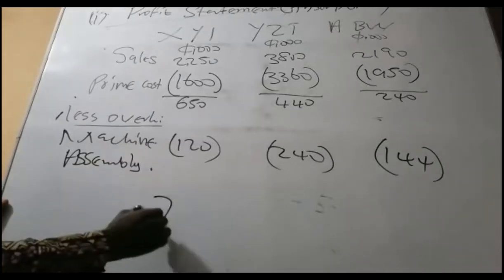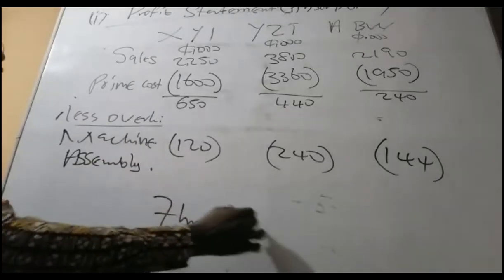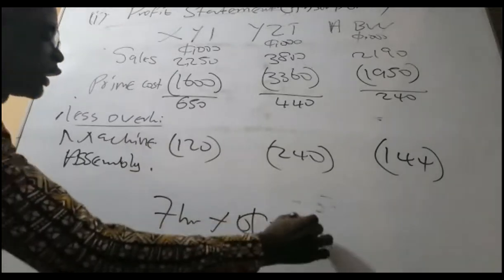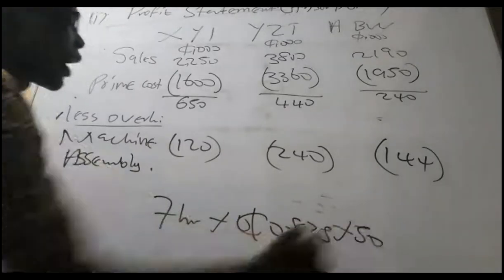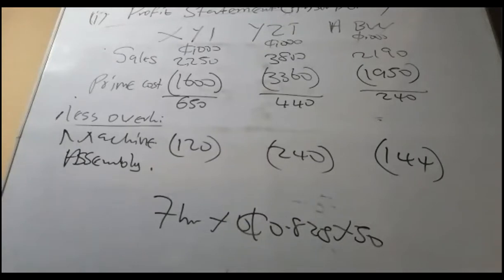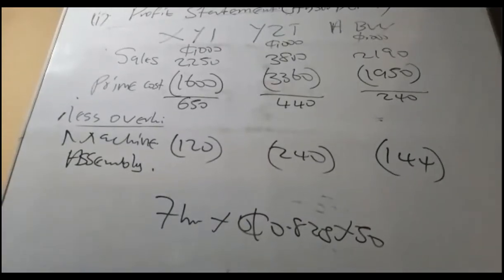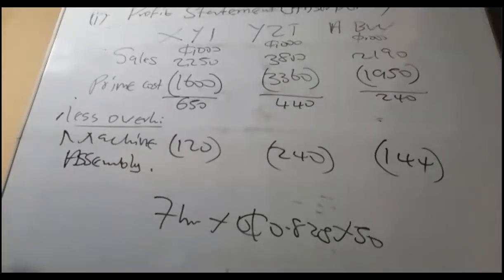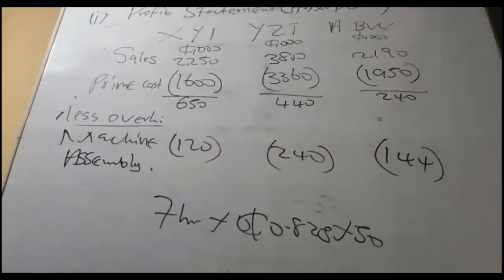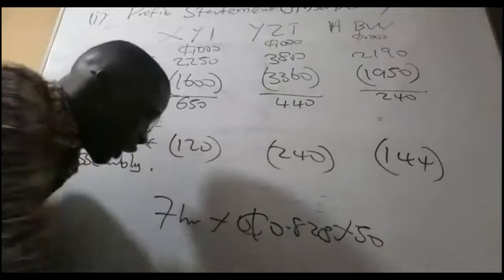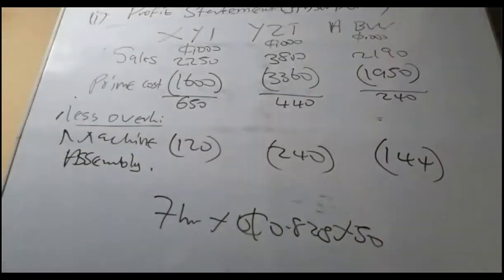The first one is 7 hours by Ghana cedi of 0.825 by 50. What will be the answer? By 50. So 0.25 times 50. Okay, so 7 minus will give us 350. 82.5% of 350. No idea.